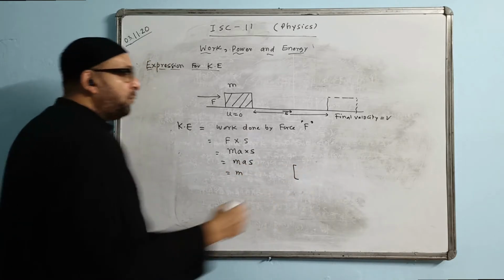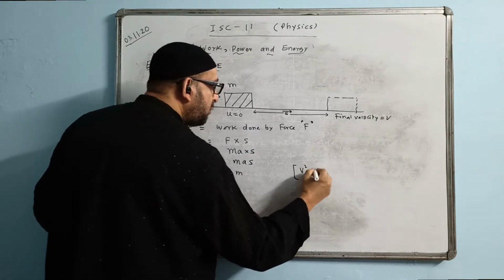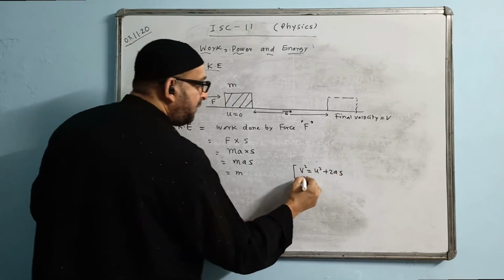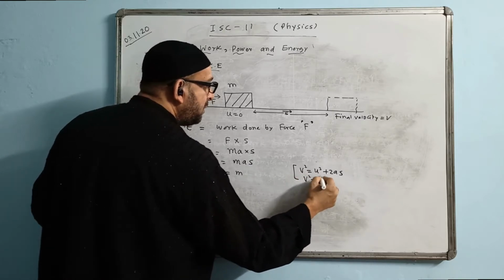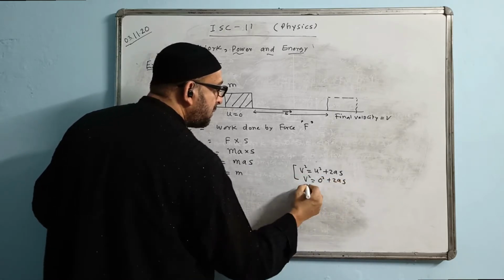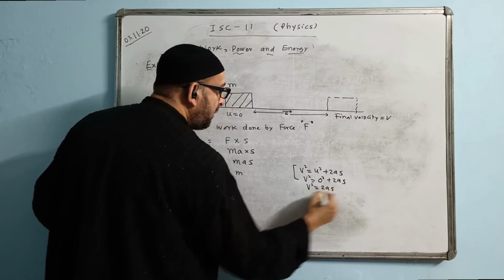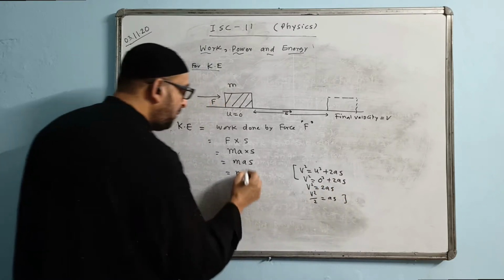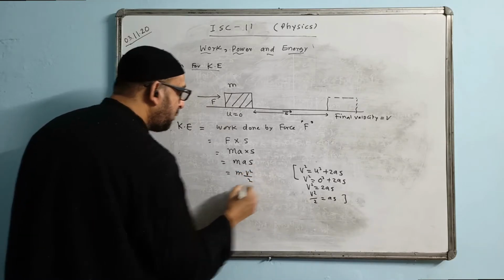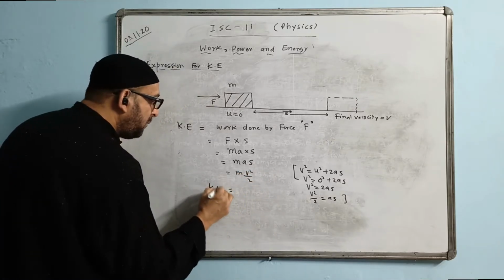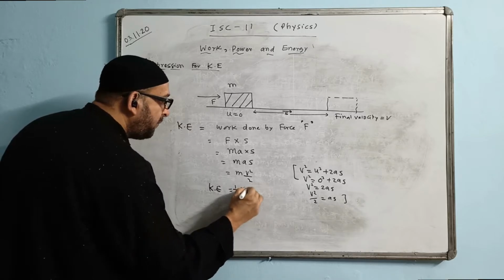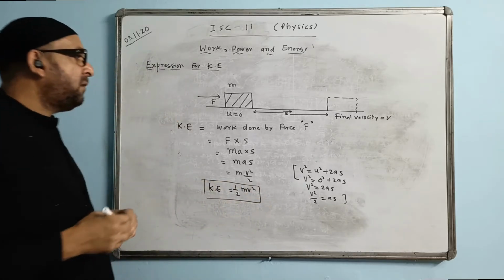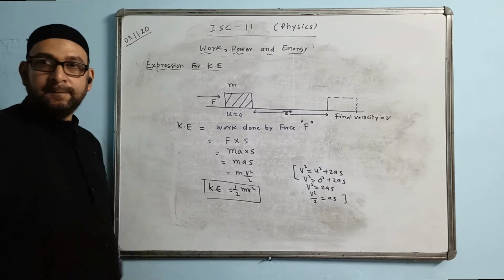Now using the equation of motion, v square is equal to u square plus 2as. Final velocity is v, u is 0, so v square is equal to 2as. v square by 2 is the value of as. We put the value of as as v square by 2. Ultimately, the formula becomes half mv square. This is the formula of kinetic energy.